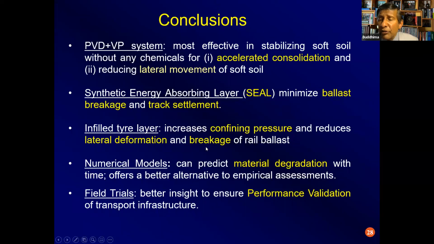And also the infill material that goes into these rubber tires can also be a waste material, a granular material that can be compacted. So in other words, the waste that is generated by industry and automotive industry can be put as a very important aspect of the railway substructure to prevent lateral deformation and breakage by increasing the confining pressure of the track.